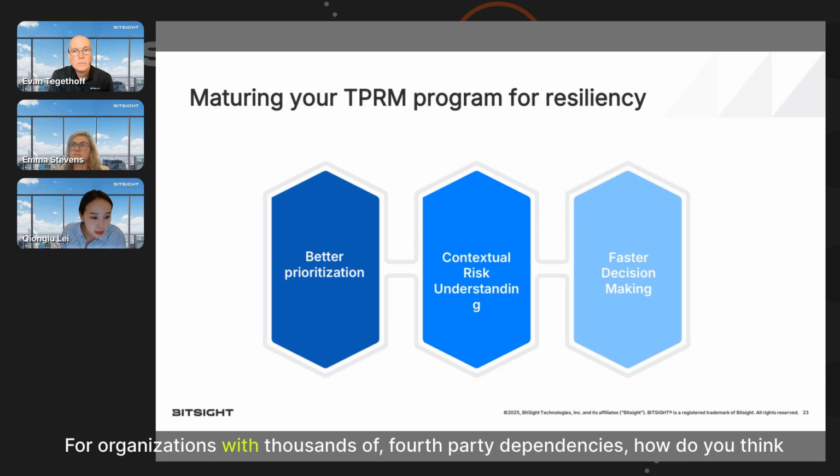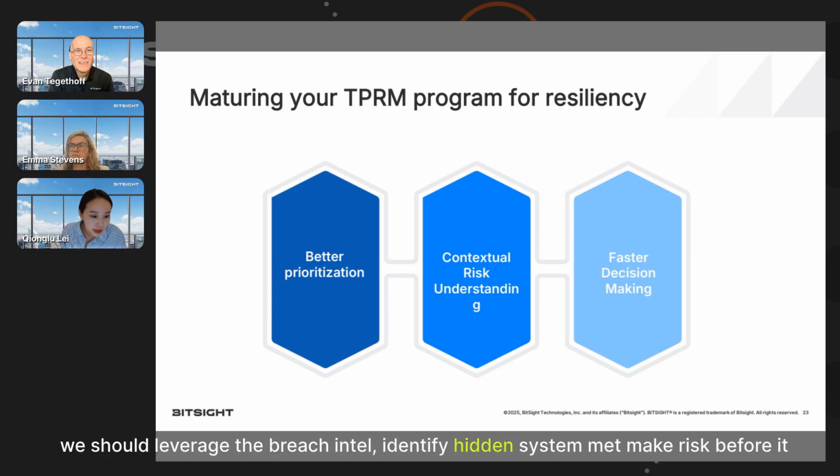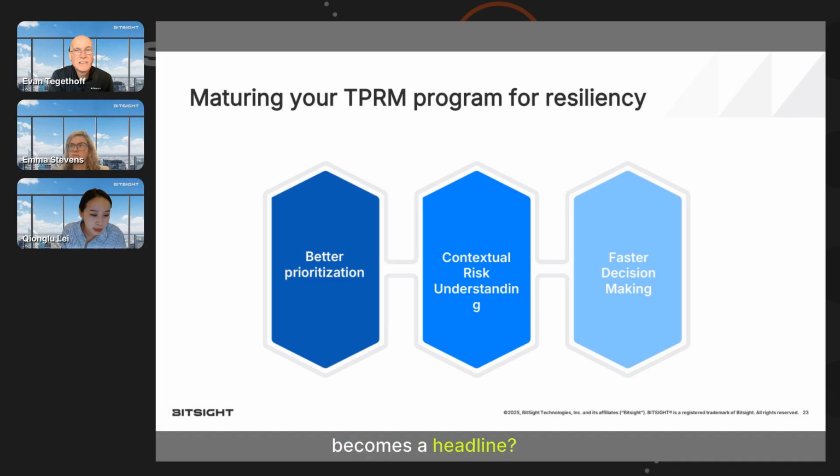For organizations with thousands of fourth-party dependencies, how do you think we should leverage the breach intel to identify hidden systemic risk before it becomes a headline? Yeah. Okay. So here's someone already saying fourth party, even beyond third party. So it's not hard enough to address third parties. But yeah, let's talk about it.